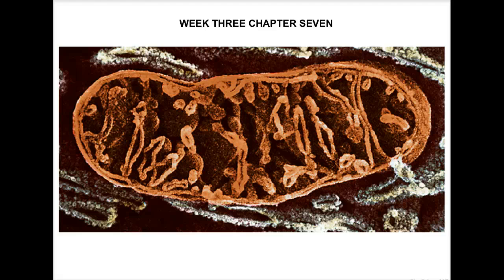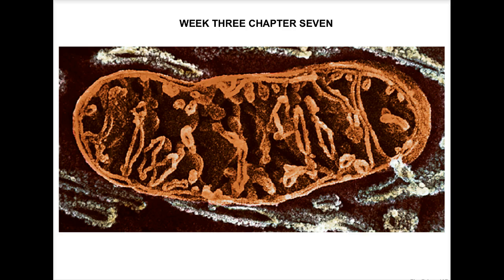Welcome to Week 3, Chapter 7. This chapter goes through how cells release chemical energy through the use of a mitochondria. Cells do three basic metabolic processes to release energy: glycolysis, Krebs, and electron transfer, which is also known as oxidative phosphorylation.